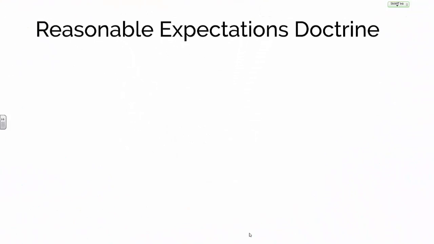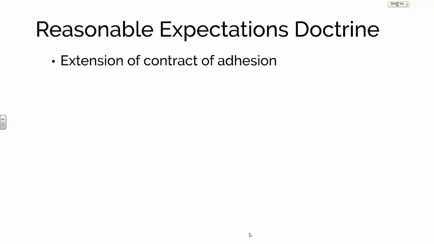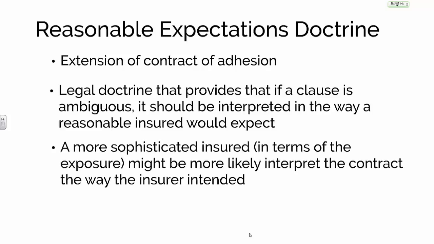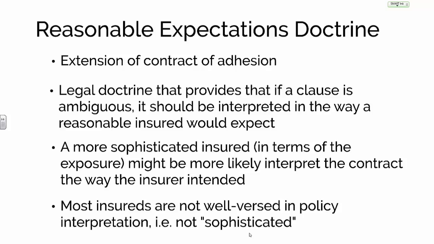This relates to the reasonable expectations doctrine, which is an extension of the contract of adhesion. It is a legal doctrine that provides that if a clause is ambiguous, it should be interpreted in a way a reasonable insured would expect. A more sophisticated insured, in terms of that particular exposure, might be more likely to interpret the contract the way the insurer actually intended. Most insureds, however, are not well versed in policy interpretation. In other words, they would not be considered sophisticated with respect to insurance coverage. Therefore, most of the time, any ambiguity in an insurance contract is interpreted in favor of the insured.